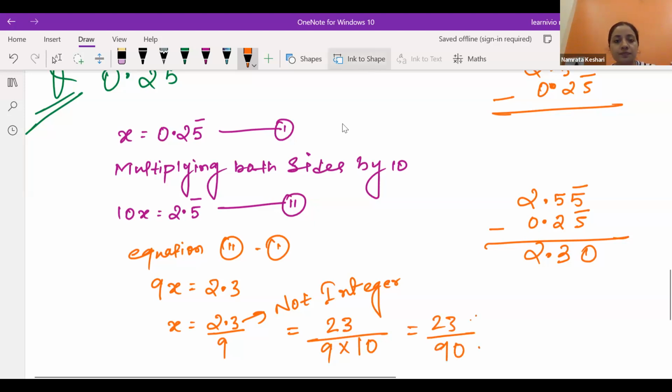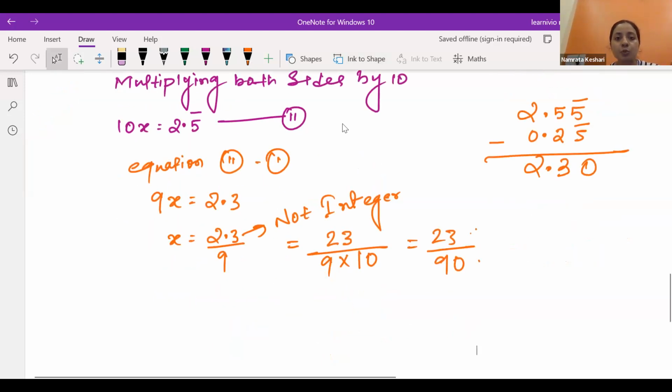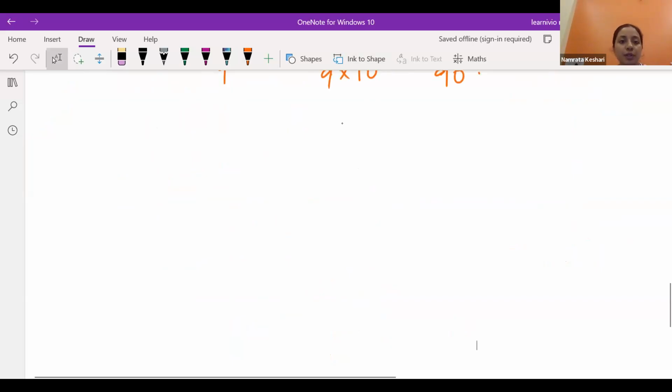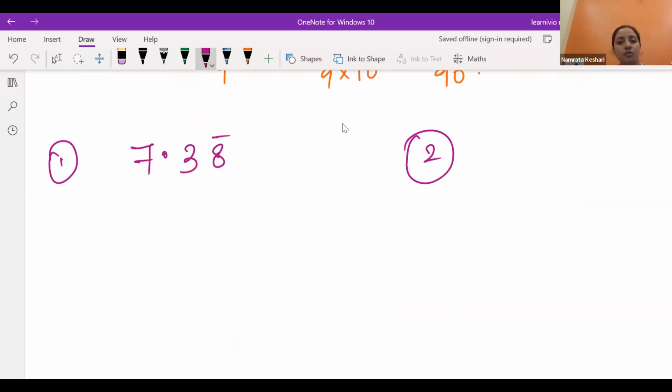Clear? Yes. I am giving a few more questions like this to everybody. Please do it. Gauri, Tanisha, and Falsuddin. The first one is 7.38 bar. The next one is 5.342 bar. Please write it in the form of p by q, one by one. The first one and then the second one.